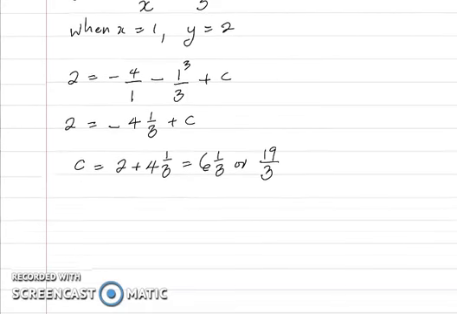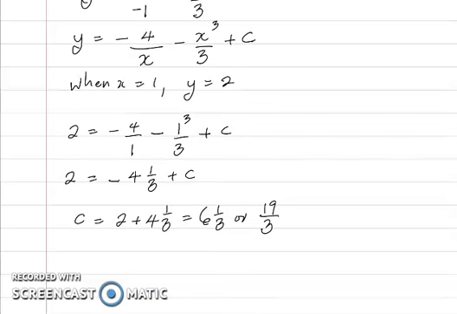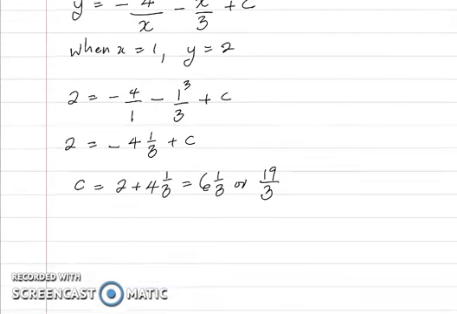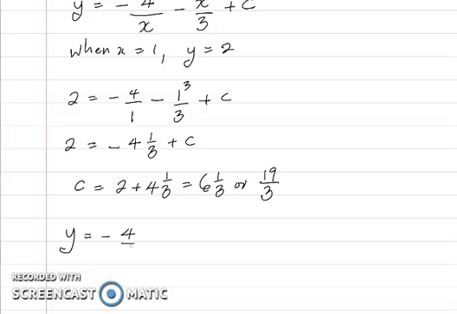And so by putting the value of c into my general solution, I'm going to get my particular solution. And so y is equal to minus 4 over x minus x to the third power over 3 plus c, which is 19 over 3, is my particular solution.